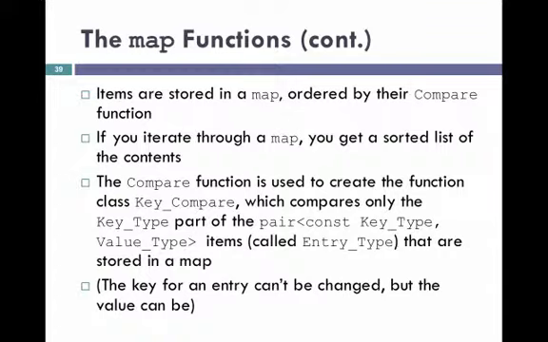Now, items are stored in a map ordered by their compare function. If you use an iterator to iterate through a map, you'll get a sorted list of the contents according to this compare function. And the compare function is used to create the function class key compare, which compares only the key type part of the pair. Remember, the pair consists of keys and values. And together they're called entry type, and that's what's stored in the map. So the key for an entry can't be changed, but the value can.